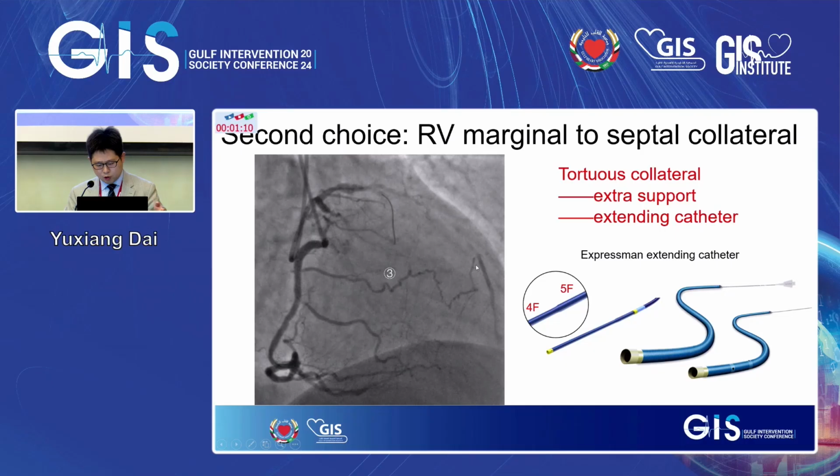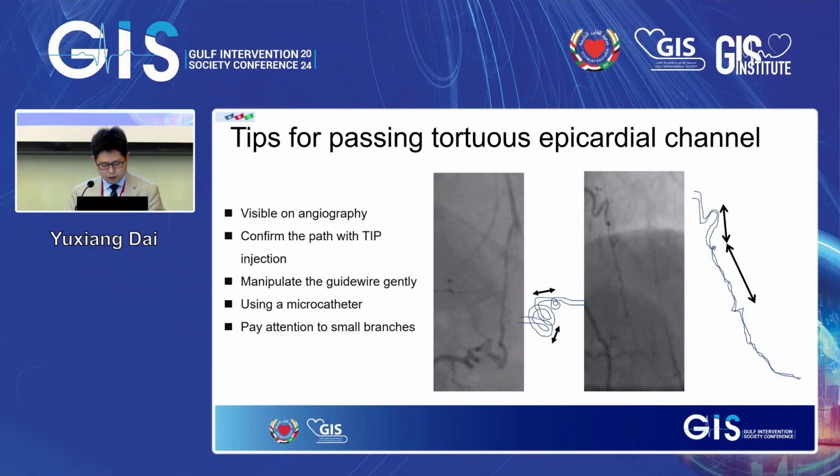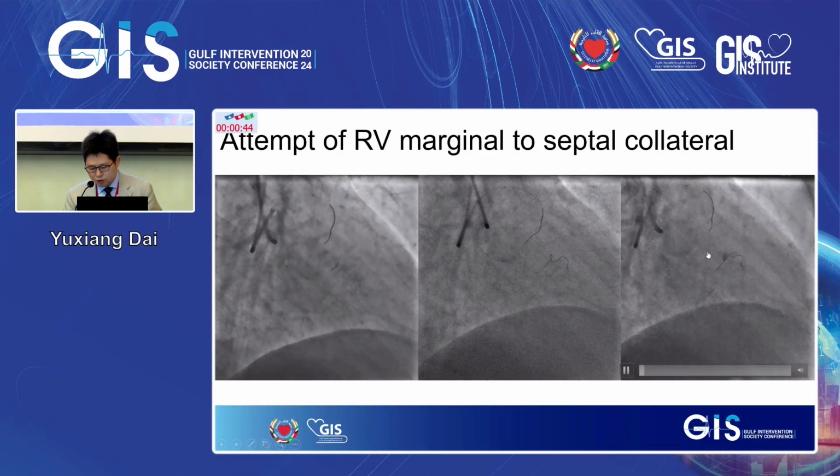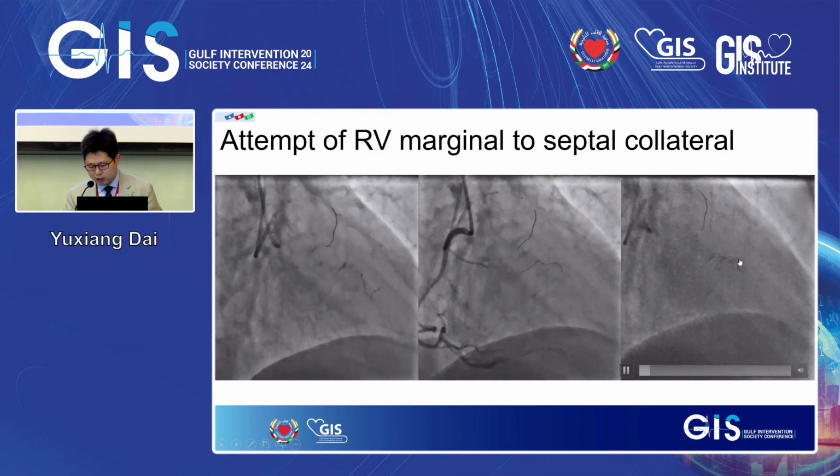Because this is very tortuous, we supposed we would need extra support, so we used the extension catheter for retrograde guiding. As for the tips for passing the tortuous epicardial channel, the most important is to pay attention to the small branches, which often cause perforation. And you can see this is a very tortuous collateral.